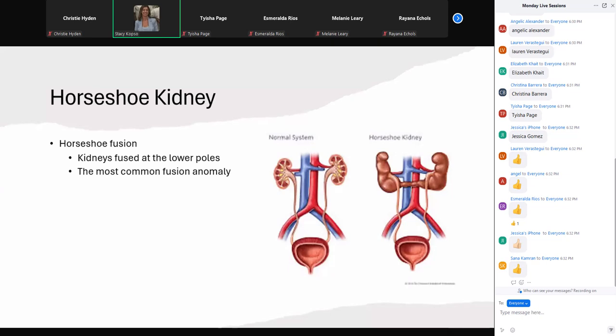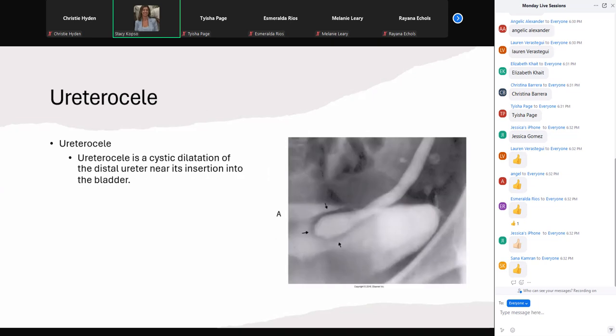Horseshoe kidney. It's a fusion. Kidneys are fused at their lower poles. This is a common fusion anomaly. Oh my God, I can't say that word tonight. Horseshoe fusion, fused at the lower poles. Ureterocele. That's a cystic dilation of the distal ureter near its insertion into the bladder. You can see on this radiograph here, a cystogram, they are pointing to it. Cystic dilation of the distal ureter.